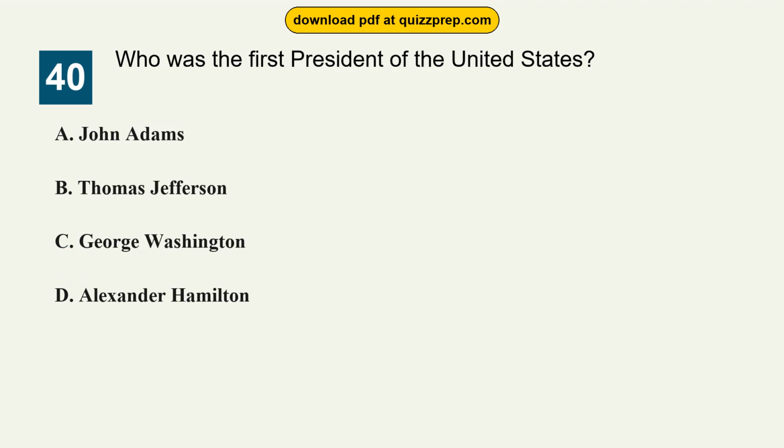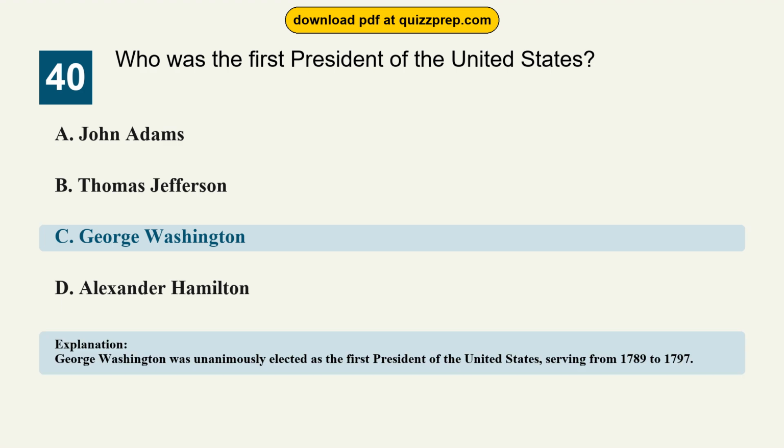Question 40. Who was the first President of the United States? Option A, John Adams. Option B, Thomas Jefferson. Option C, George Washington. Option D, Alexander Hamilton. The correct answer is option C, George Washington. George Washington was unanimously elected as the first President of the United States, serving from 1789 to 1797.